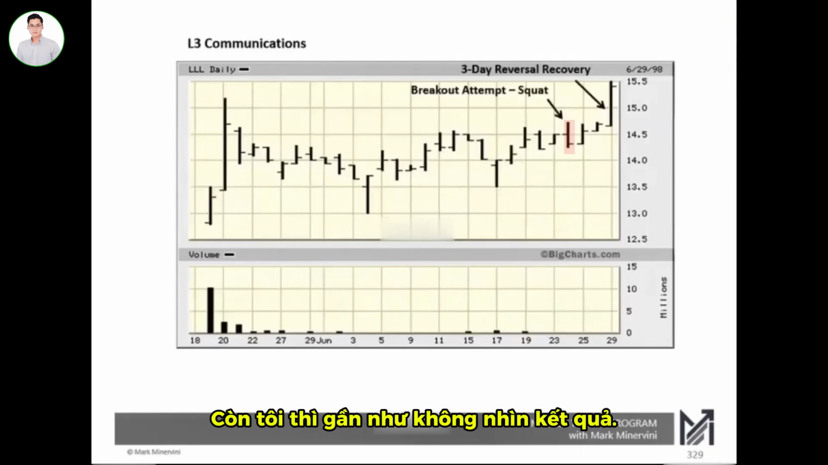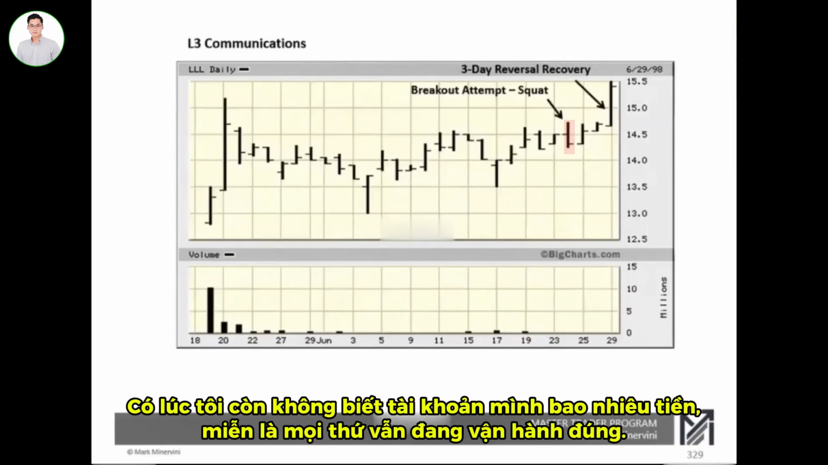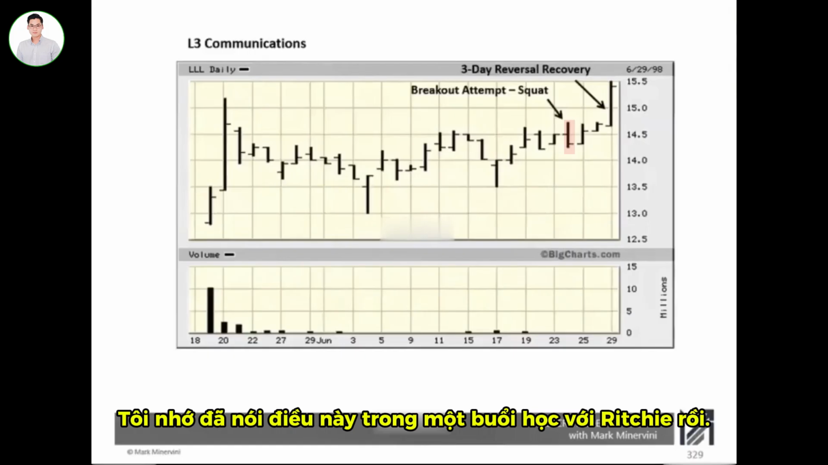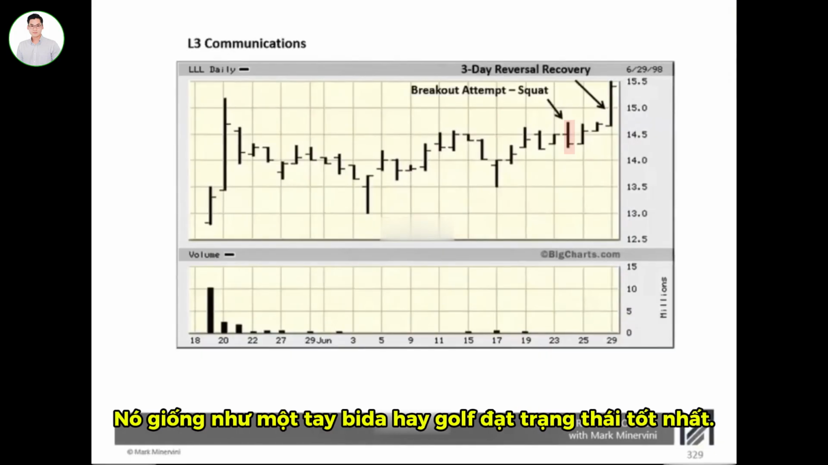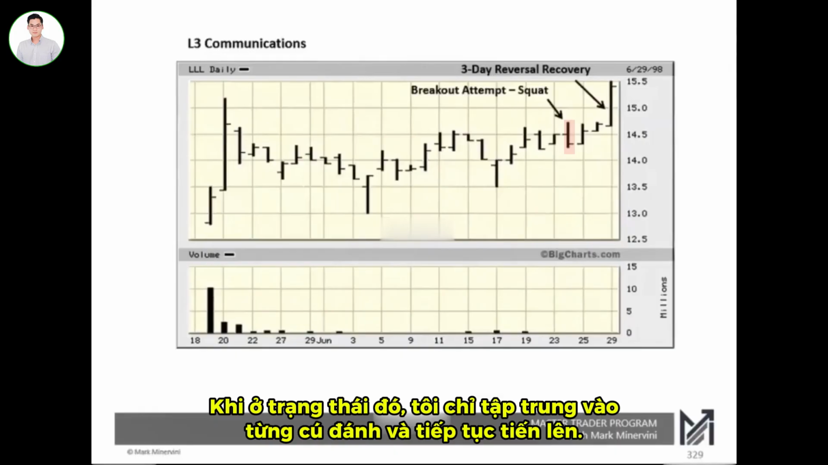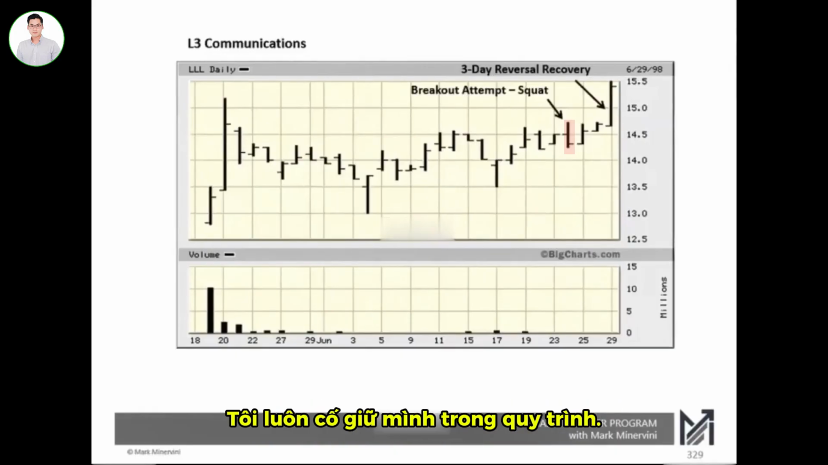See, I don't even look at results. Sometimes I'll go days without knowing what my account balance is, as long as things are working. We talked about this before, or maybe I said this in an MPA session with Mark Ritchie, but it's like a pool player running the table, or a golfer that gets into a groove. When I'm in that groove, I'm just kicking butt and taking names, as they say, and just moving forward. And I try to stay in process.